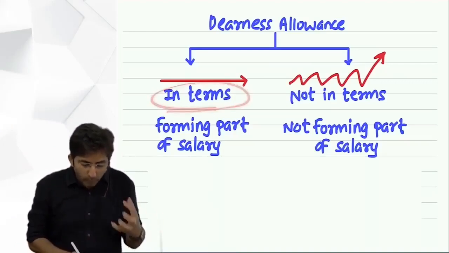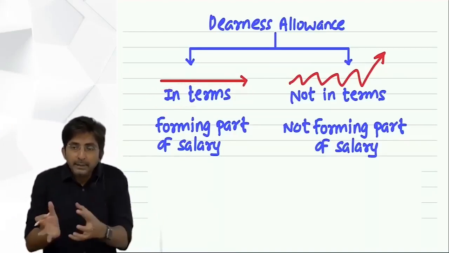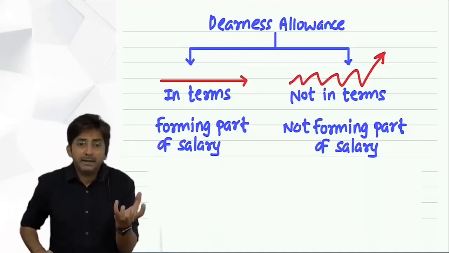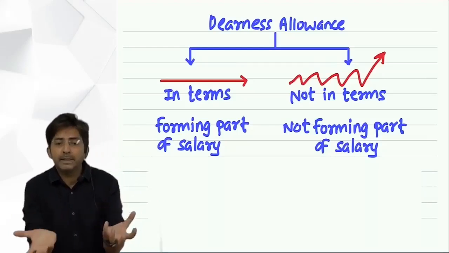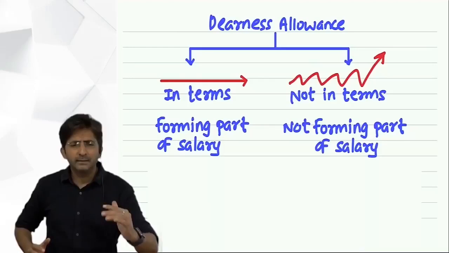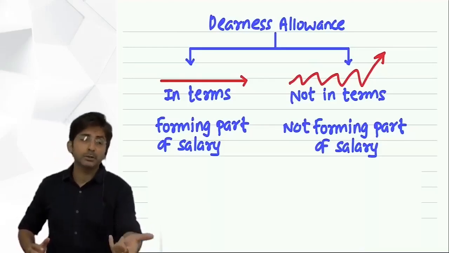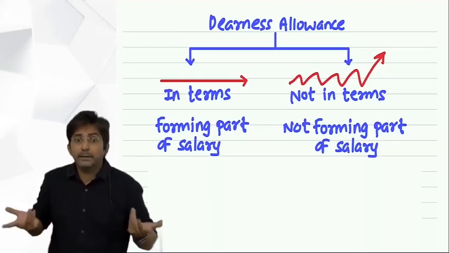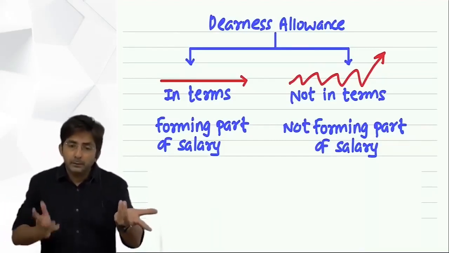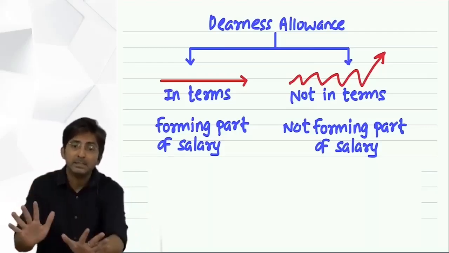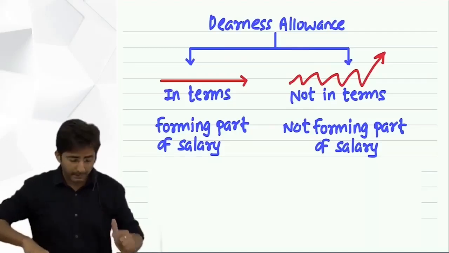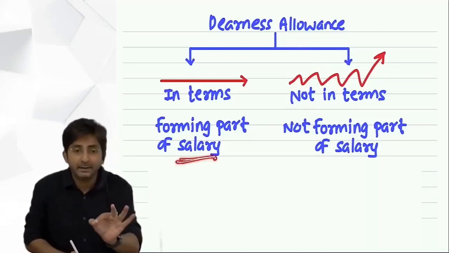And why it is called forming part of salary? It is becoming a part of basic salary only. The nature of basic salary, the same nature becomes that of DA. What is the nature of basic salary? It remains constant. It will increase only when there is a promotion, or if the boss wants to increase it, looking at your performance. So dearness allowance will also have the same nature. That's why it's called forming part of salary. And here salary means your basic salary.